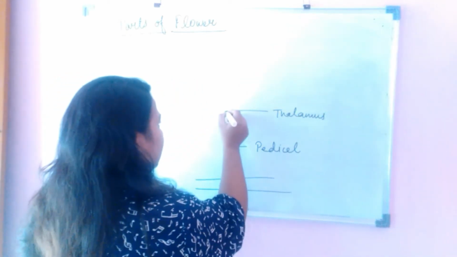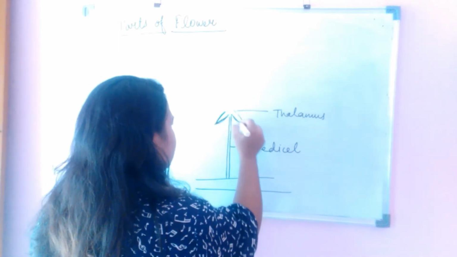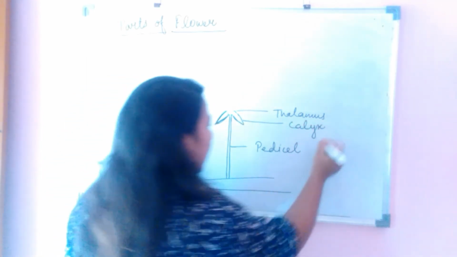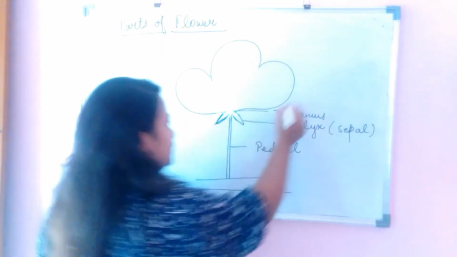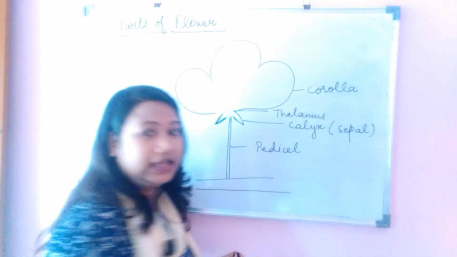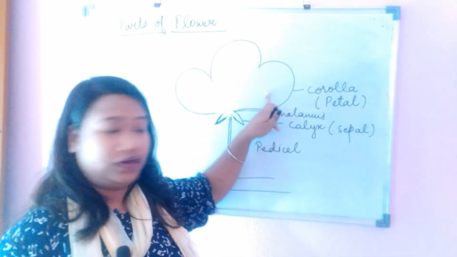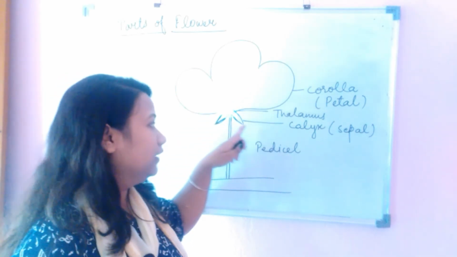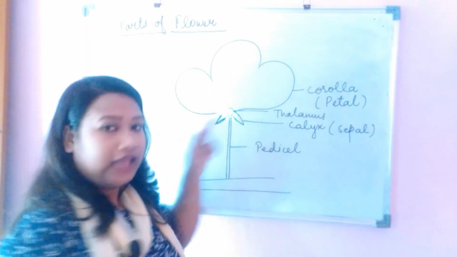In the thalamus is attached a green part of the flower. Beneath the flower we see a greenish, leaf-like structure. It is called calyx, and it can also be termed as sepal. After the calyx, we find the colorful part. The colorful part of a flower is called corolla, or we can say petal. Beneath the petal or corolla, the green colored part is termed as calyx or sepal, and the corolla and calyx are all joined together in the thalamus.